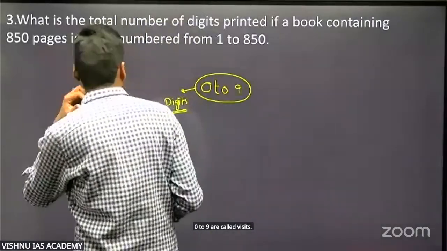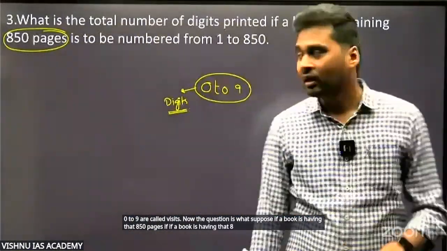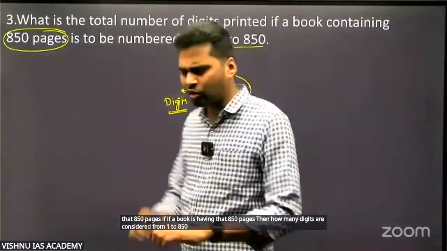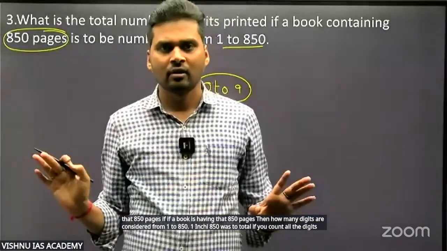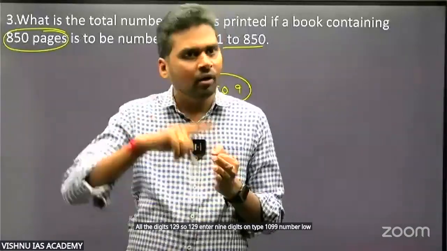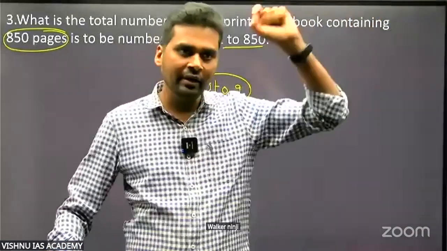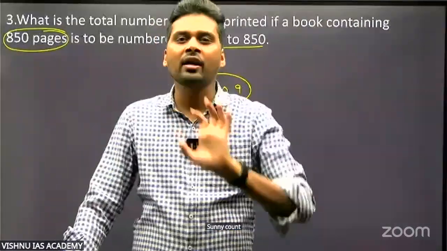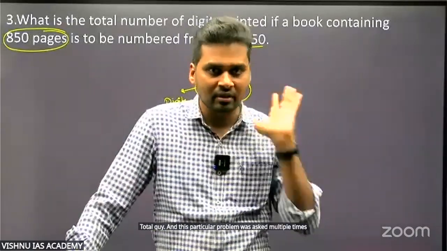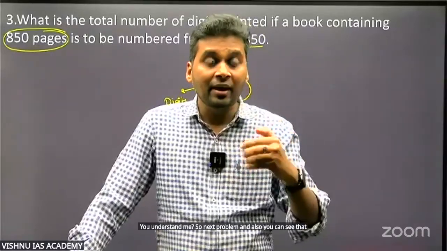Now the question is what? Suppose a book is having 850 pages, then how many digits are considered from 1 to 850? 1 నుంచి 850 వరకు total if you count all the digits, 1 to 9 ఎన్ని ఉంటాయి? సో 1 to 9 అంటే 9 digits ఉంటాయి. 10 అనే నెంబర్లో 2 digits ఉంటాయి. 11 అనే నెంబర్లో 2 digits ఉంటాయి. 12 అనే నెంబర్లో 2 digits. అలా 850లో 3 digits. 1 నుంచి 850 వరకు ఎన్ని digits ఉన్నాయో అన్ని digits ని కౌంట్ చేస్తే టోటల్గా ఎన్ని digits ఉంటాయని అడిగాడు. And this particular problem was asked multiple times in CSAT. That's what I'm saying, that you understand it. So next problem also you can see that same type of problems are asked in your exam.